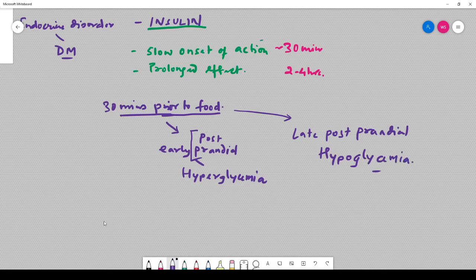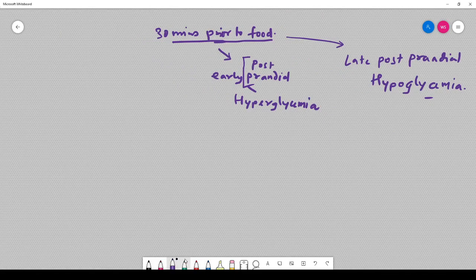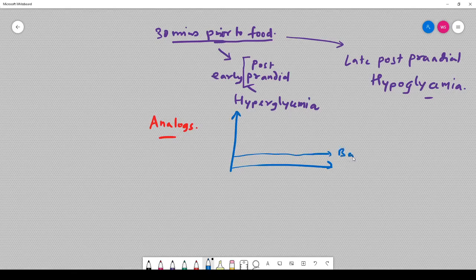So that is why there was a need to modify the insulin. So in addition to insulin, what came? Insulin analogs. Physiologically, in the human body, there is a basal insulin secretion, and then there is a bolus. So if this is breakfast, this is lunch, and this time is dinner.